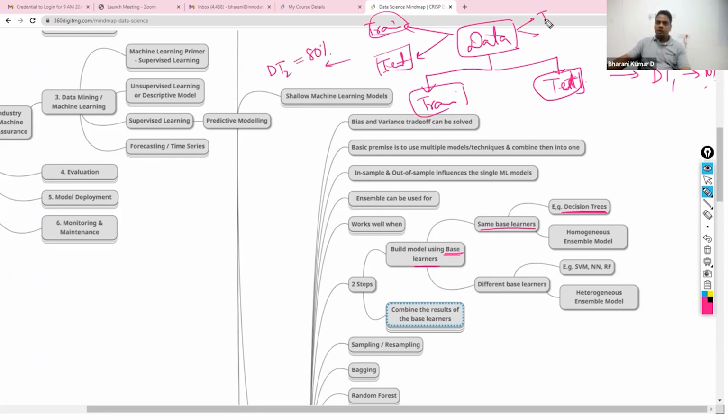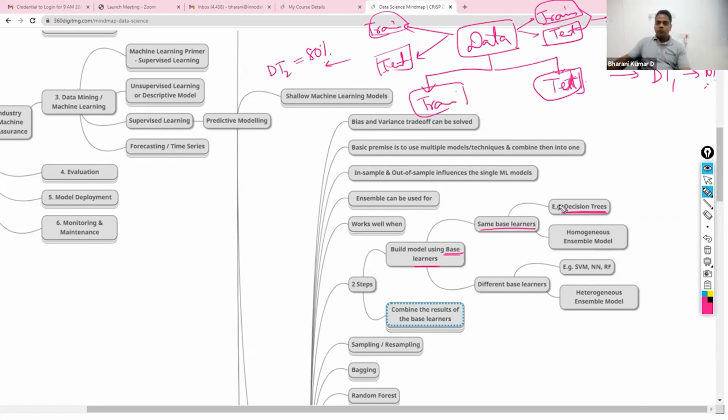Again, I'm going to split the data into training and test. Build the model on training and test it on test. This is decision tree 3. Again, I'll get some accuracy. How can I combine these results? By taking a simple average. 90 plus 85 plus 80 by 3 will give me a simple average.